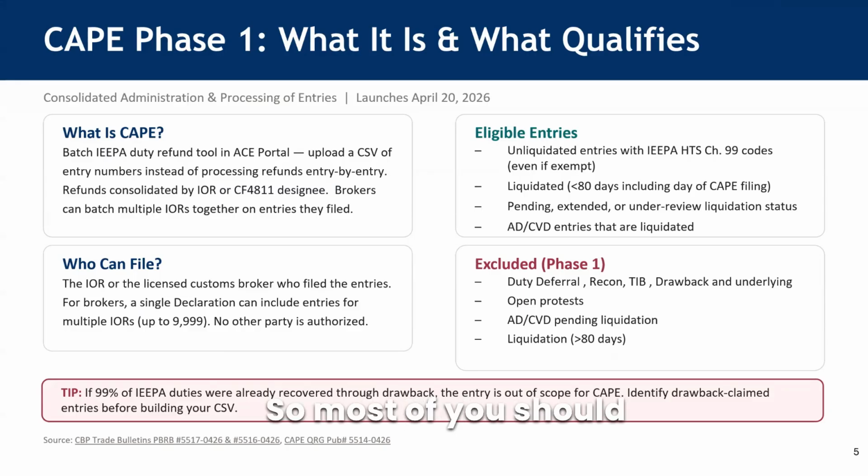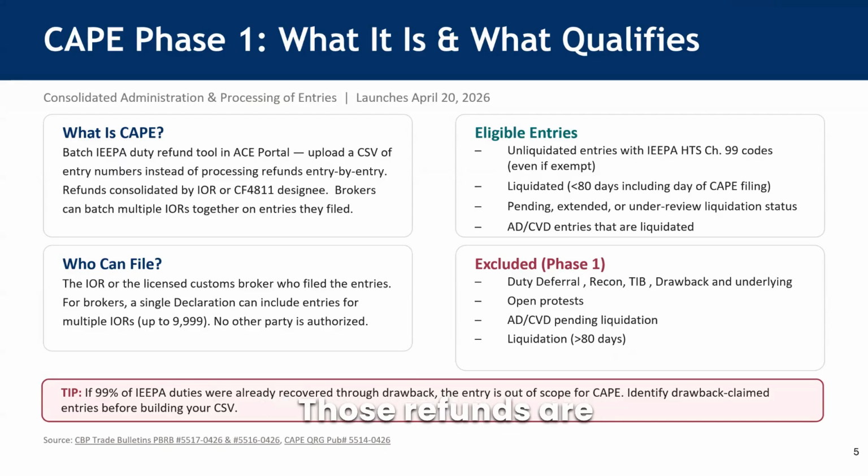Okay, so most of you should know what CAPE is. I'm going to go over some of the nuances in answering a lot of the questions people are asking. So here, CAPE is this portal within ACE that allows you, instead of asking for refunds on an entry by entry basis, like you would in a PSC context, to upload a comma separated values CSV file. It's kind of like Excel. You could do a save as and make it CSV, but this file has all of the entry numbers that you want to request a refund for.